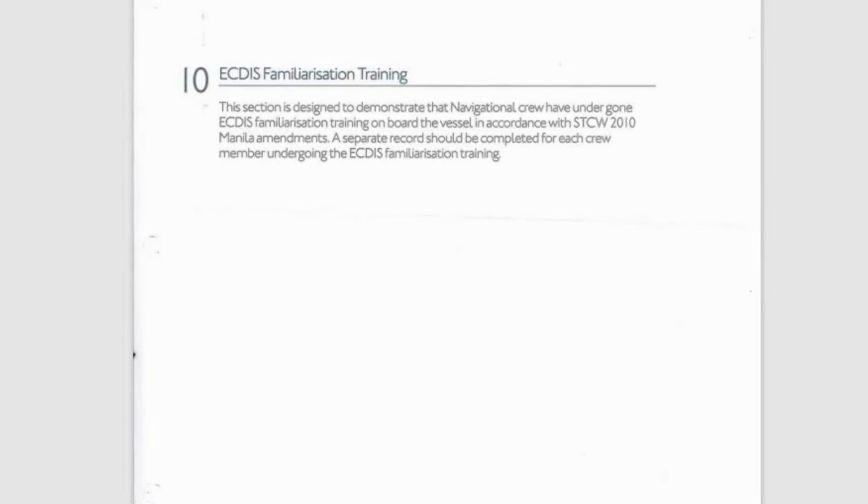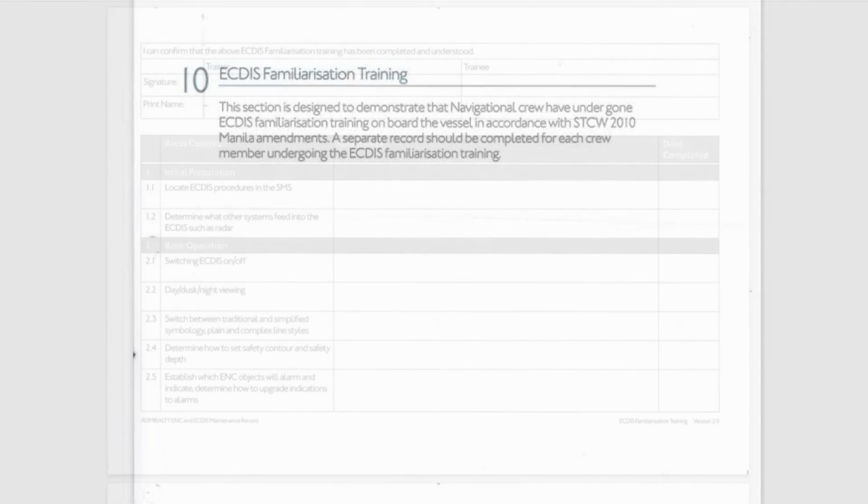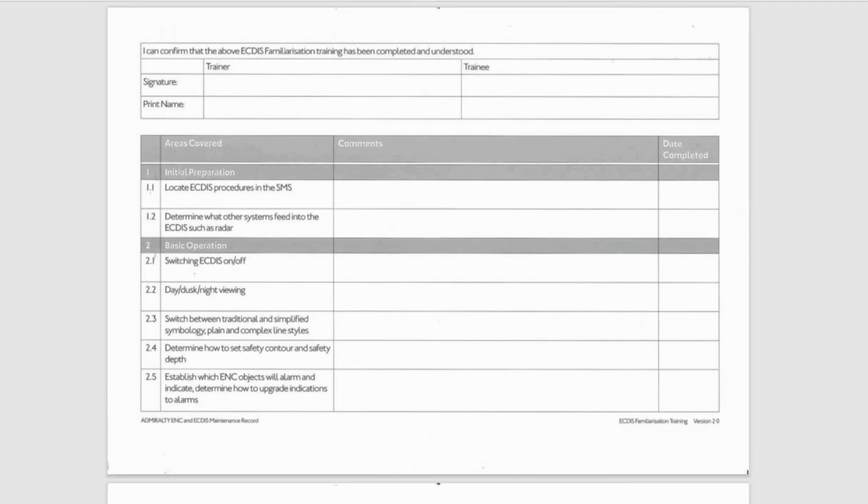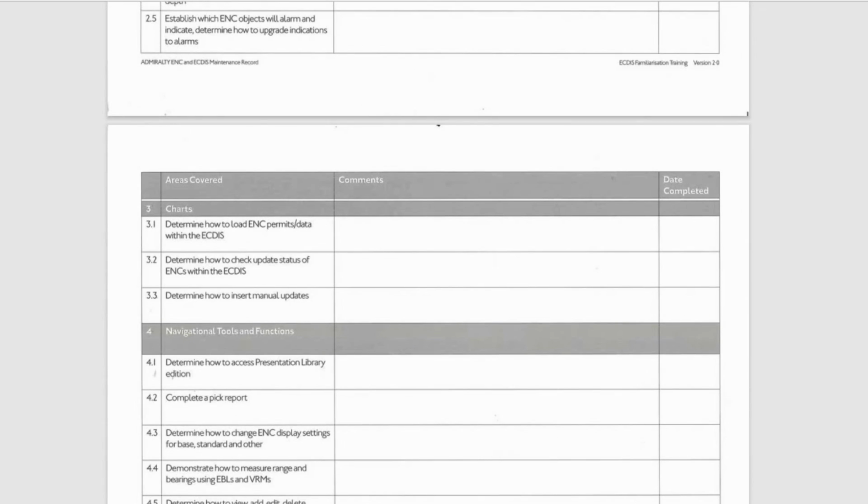Section 10, Ecdis Familiarization Training. This section is designed to demonstrate that navigational crew have undergone Ecdis familiarization training on board the vessel. Usually the reference to the company's Ecdis familiarization checklist is made here.